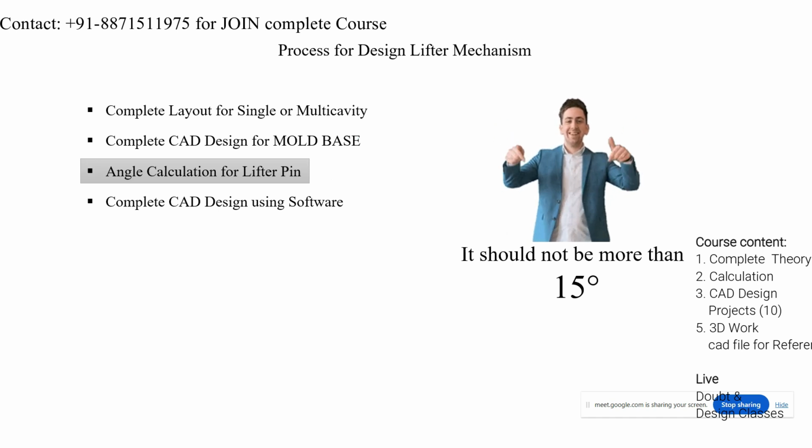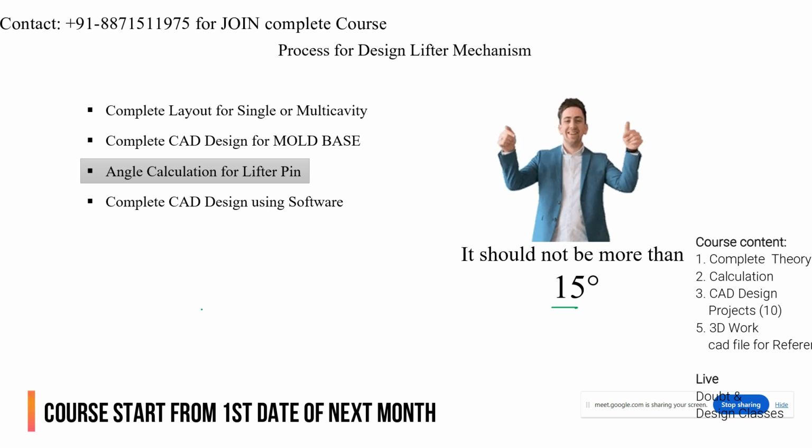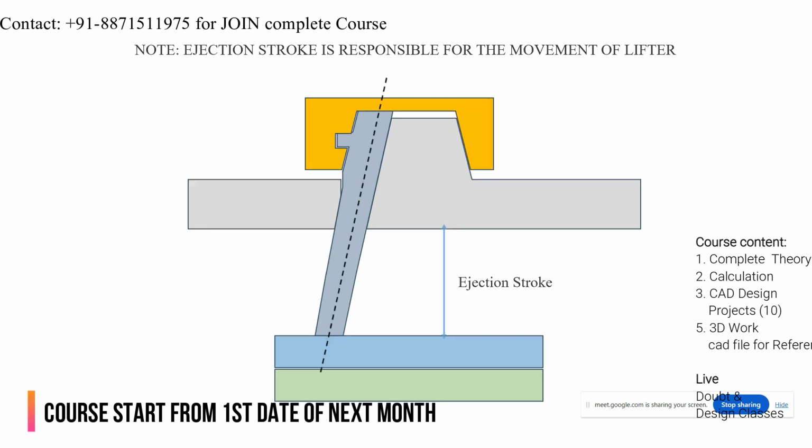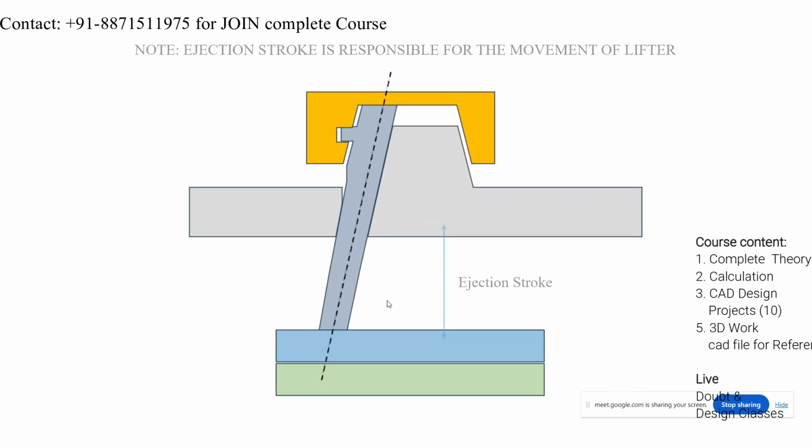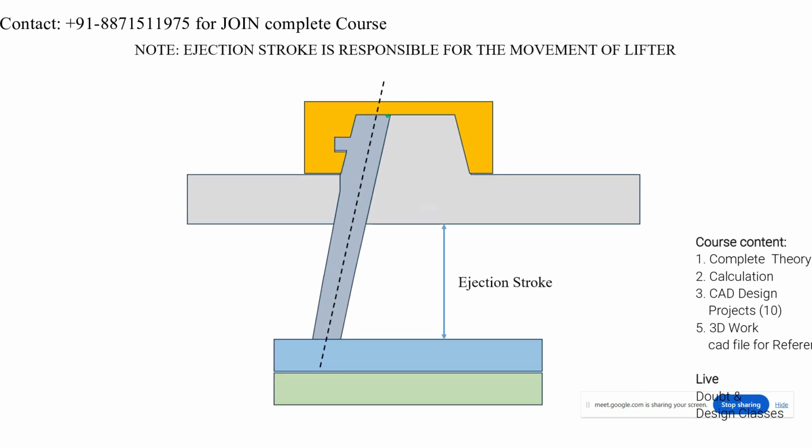See, this angle should not be more than 15 degrees. What is the reason for that? The reason depends upon the length. Now, see here. For example, from this point to this point, there is a large length, right or wrong? This is a big length, you can say.